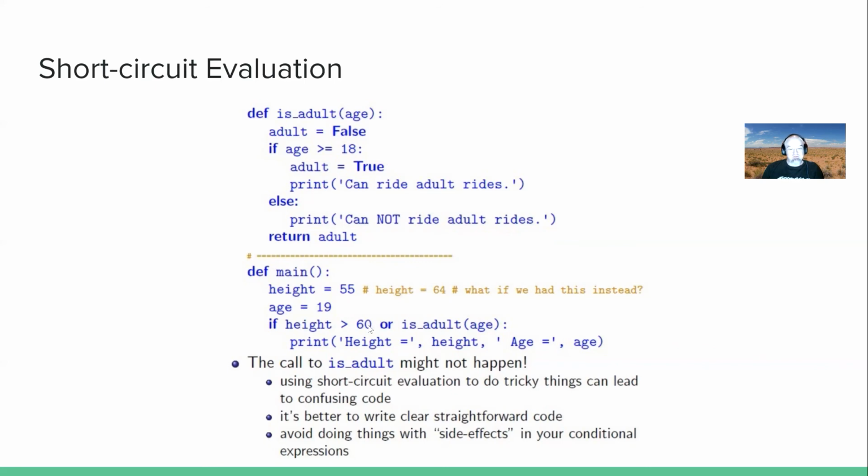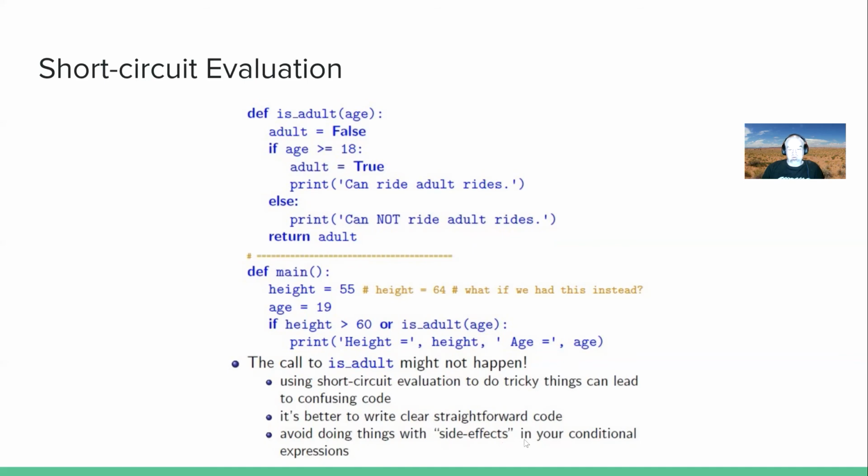So that's not ideal, right? Essentially that's called short circuit evaluation, and sometimes it can lead to tricky things and confusion, or it can lead your code to do things that you don't expect it to do, right? And so effectively, you're better off writing clear, straightforward code. This is kind of an example of what not to do. You want to think about your conditions and have them set up in a way that only predictable things will happen, right?